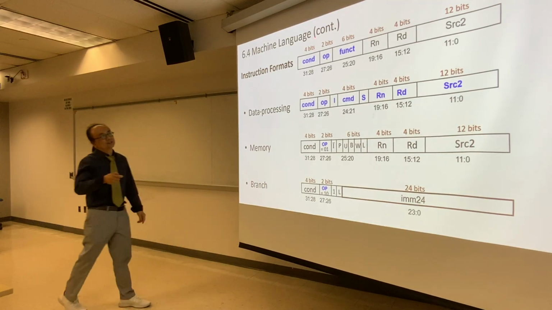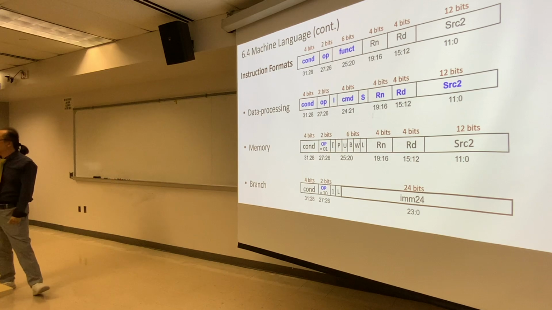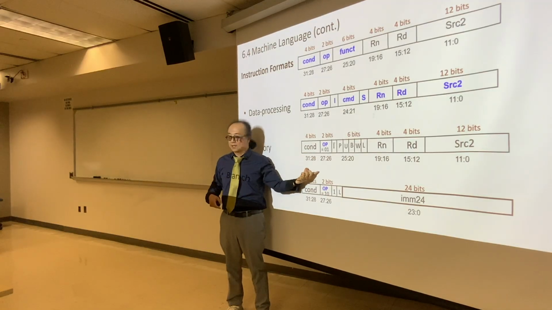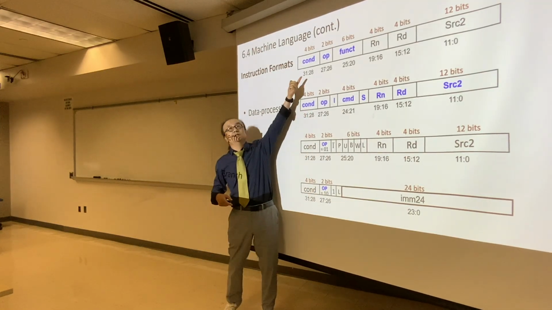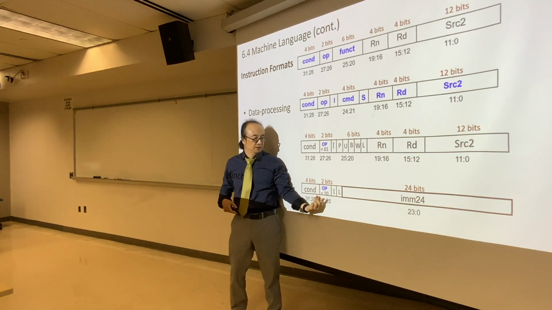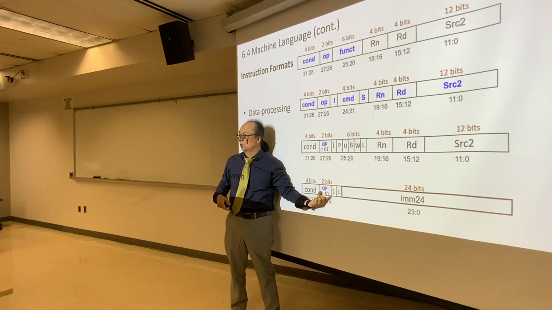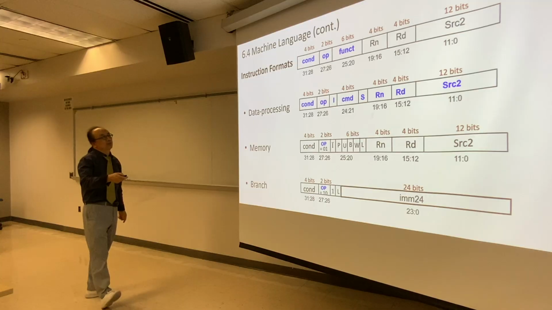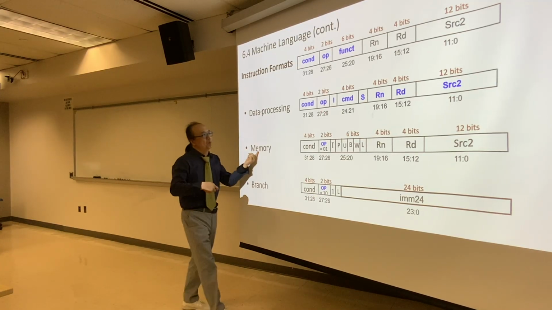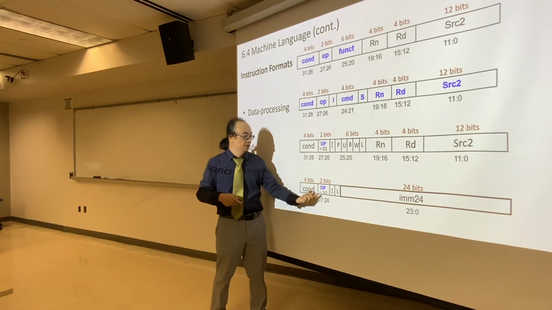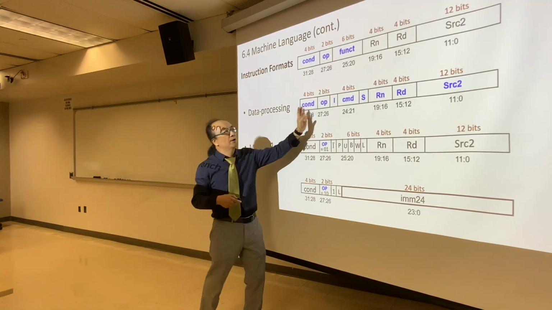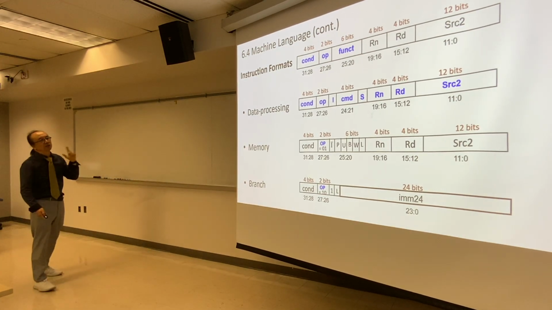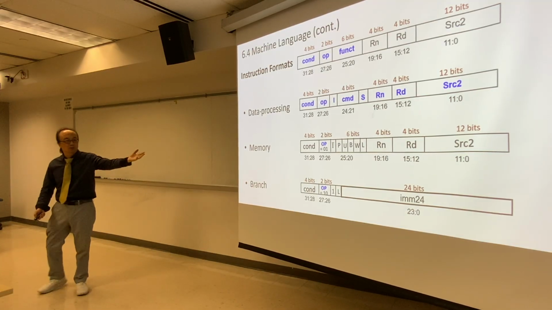Now, as you can see, the 4 most significant bits, 31 through 28, are all COND. And then the next 2 bits are the opcode. OP stands for opcode. The opcode for data processing is 00, memory is 01, branch is 10. And then the rest really depends on the instruction; we have to decode it. So we'll get into data processing first, and then memory, and then branch.